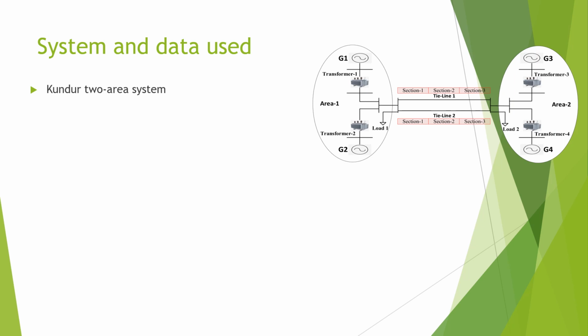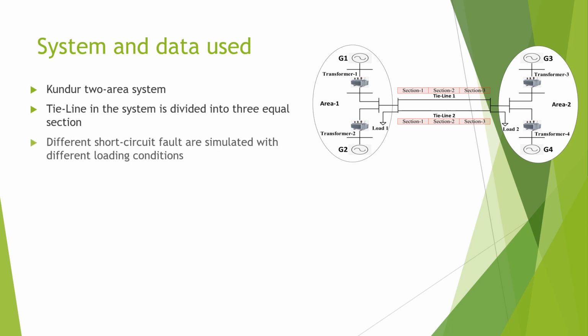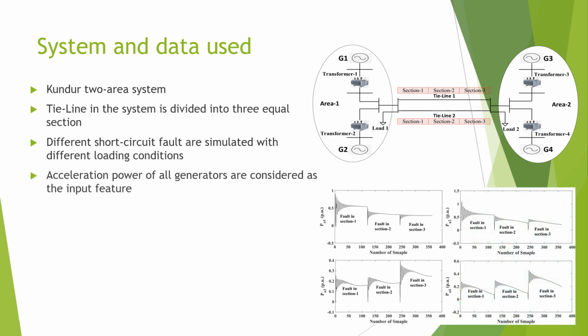The system and the data used for the verification of the method: the two area network is used for the verification of the method. Here, the two area network has two tie lines which are divided into three equal sections as shown in the figure. Different short circuit faults are simulated with different loading conditions, and the acceleration power of all the generators is collected as input features, and the output is the section in which the fault has occurred.